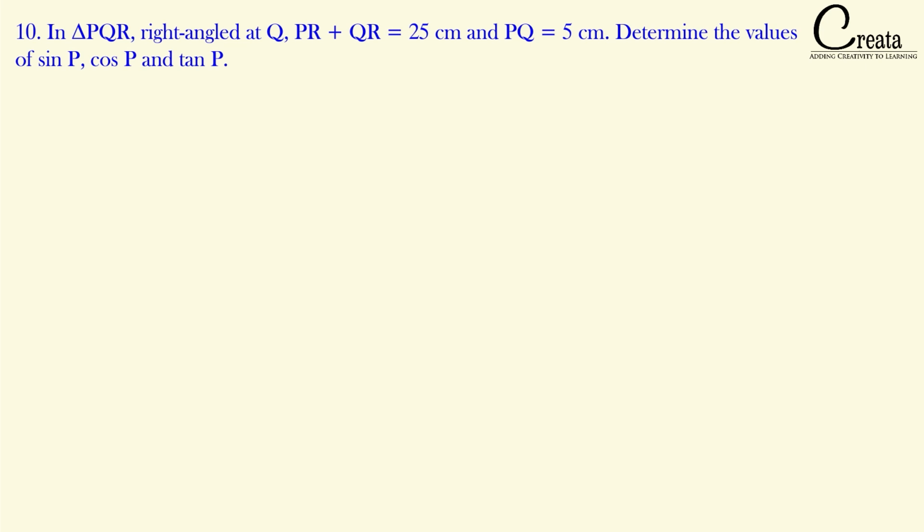In a triangle PQR, right angle at Q, PR plus QR is equal to 25 cm and PQ is equal to 5 cm. Determine the value of sin P, cos P and tan P.